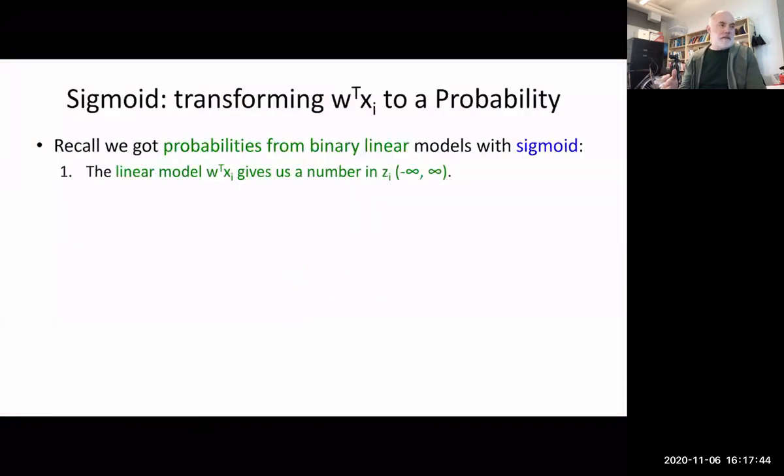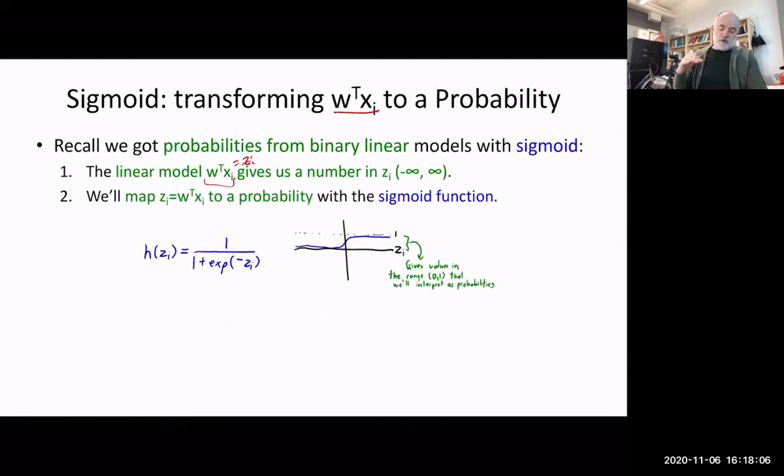Okay, how about this funny business where we took our linear model and turned it into a probability for classification purposes, right? So we got probabilities from binary linear models with a sigmoid function. So we have W transpose X. This is our linear model that is equal to Zi, right? This gives us a number on the real line. And we said if we want to turn this into a probability, we pass it through the sigmoid function H. It has this functional form and looks like this in terms of a plot. We went through this, right? So it maps the real line to (0, 1). Cool.